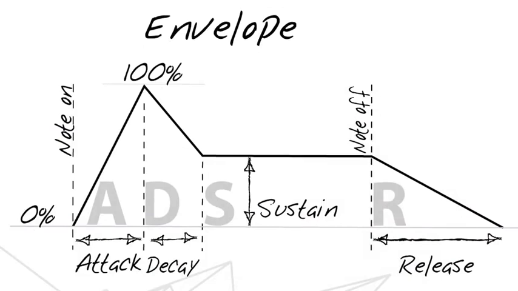Now there can be some time to get from that full value down to the sustain level. That's our decay time. And then when we release a key, the sound has to reduce down to 0, and that is our release time.